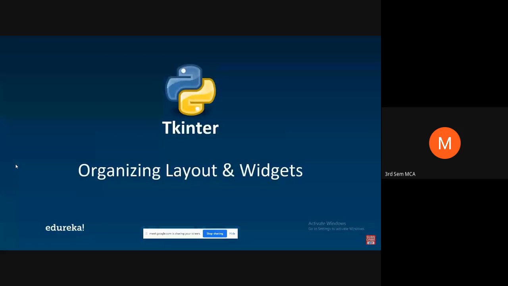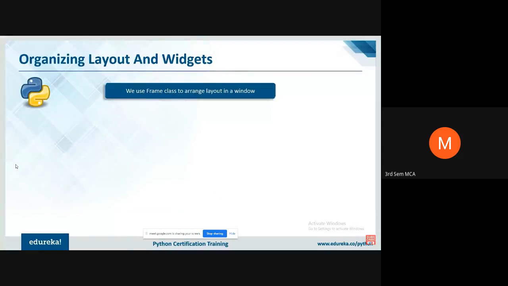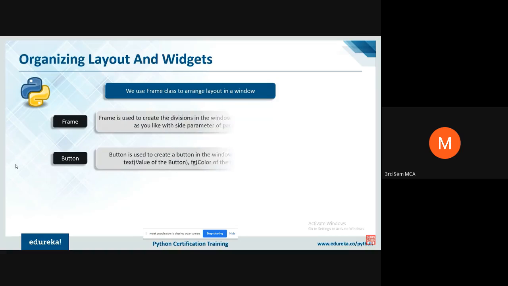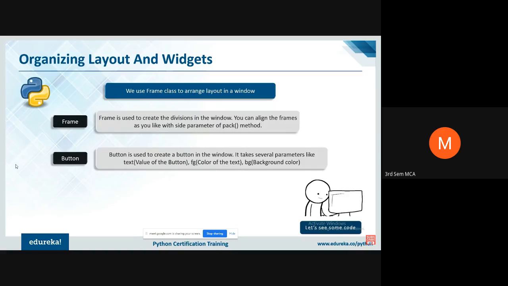So next up, we need to check out how we can organize layouts and widgets in the simplest way possible. To arrange the layout in the window, we will use the frame class, guys. So let's create a simple program to see how the frame works. What is a frame, right? A frame is actually used to create divisions in our window. You can align the frames as you like with the side parameter of the pack method, guys.